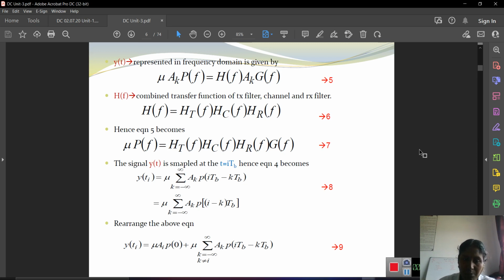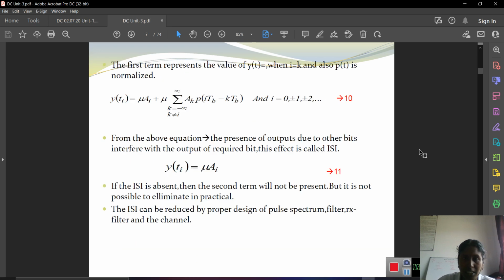So we rearrange the above equation and get the result. Finally we conclude that mu A i is the errorless transmission. The remaining second term is called the ISI. That can be solved by using the Nyquist criterion. If the ISI is absent, then the second term will not be present, but it is not possible to eliminate it in practice. The ISI can be reduced by proper design of the pulse spectrum, the transmitting filter, the receiving filter and the channel. Okay, thank you students.